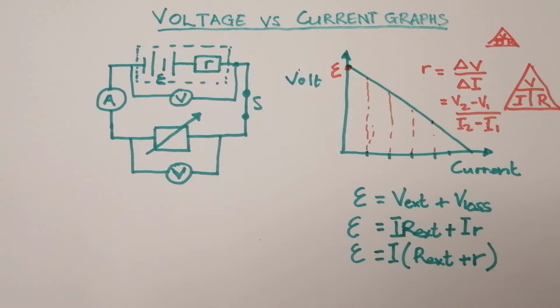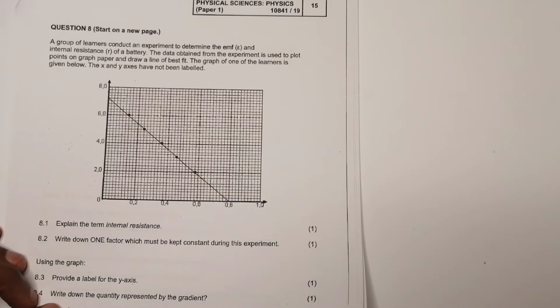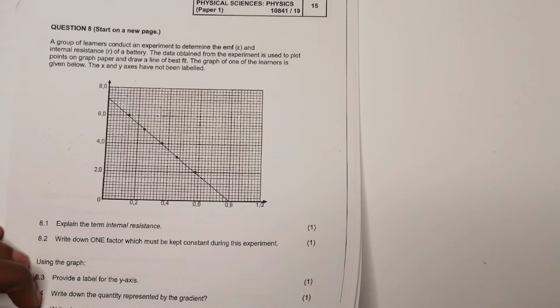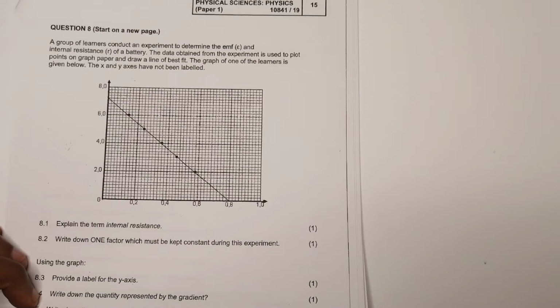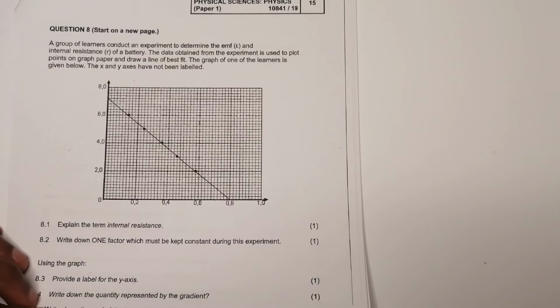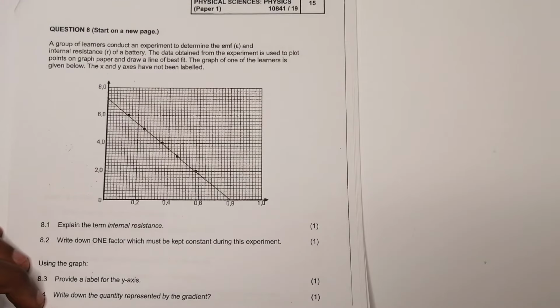So let's take a past exam question and let me illustrate this point to you. By the way, I'll also be skilling you on how to read off from graphs. Shall we go? I took this question from the Gauteng 2019 prelim. They gave us a graph like this. I'm going to zoom in when we do the question. They say a group of learners conduct an experiment to determine the EMF and internal resistance of a battery.